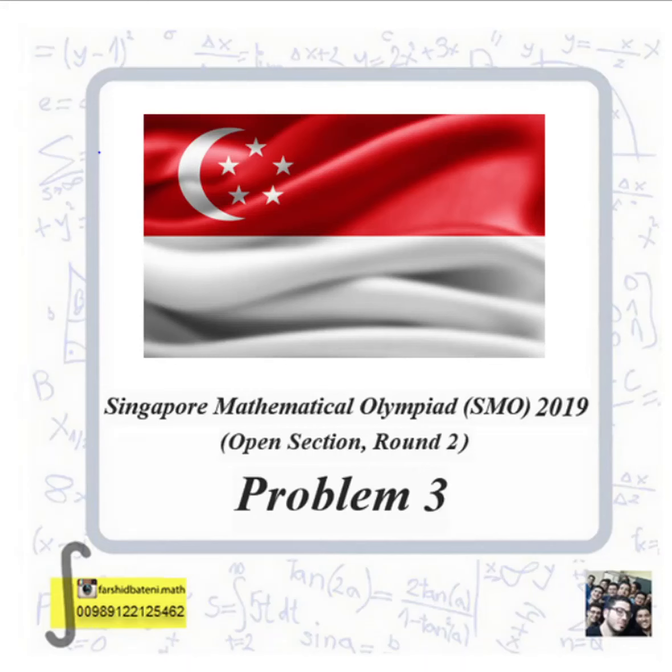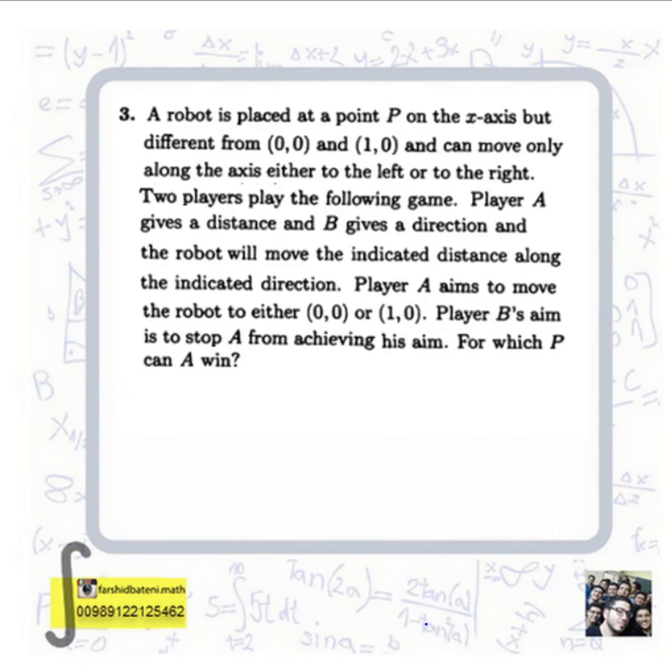Singapore Mathematical Olympiad SMO 2019 open section round 2 problem 3. Again, we want to learn how to solve a problem, the ways, the techniques that help us for solving a difficult problem, not only the solution of the problem. This problem is from the combinatorics topic.